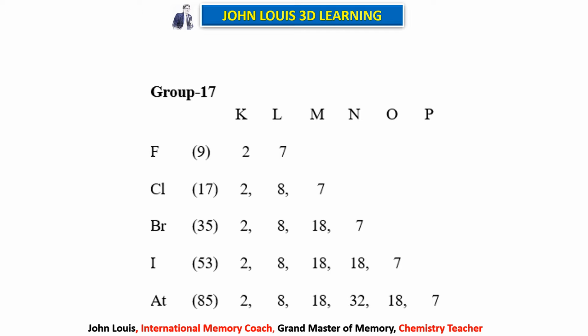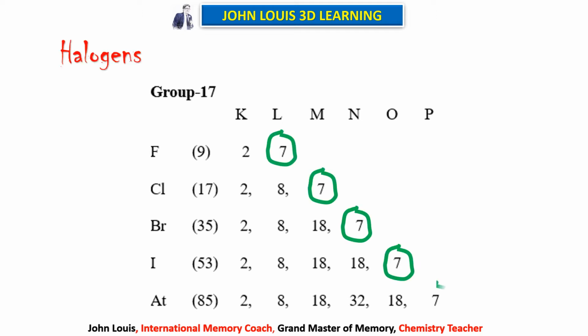If you take 17th group elements, chlorine is one of the halogens, that is 17th group elements. All these elements have 7 electrons in the outermost orbit. Therefore, they can all gain 1 electron to attain the octet structure and thereby the stability.